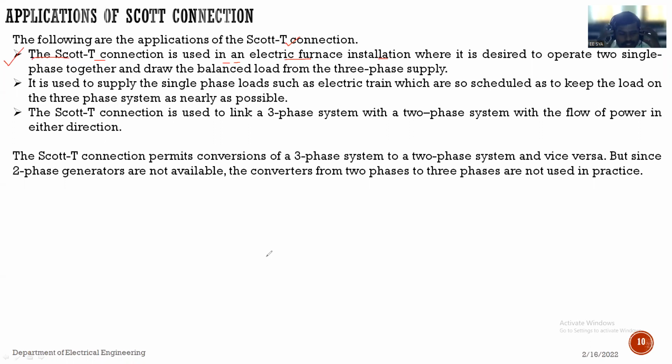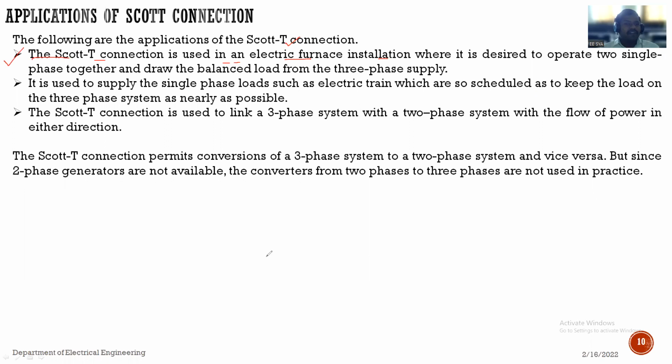Also one of the important points: if we are not using a Scott connection or T connection and we are using a three phase supply with a two phase load, there will be unbalancing, right? Unbalancing means a concept. So to avoid that unbalancing, we want balanced current to flow from the three phase supply, we require a Scott connection, and it is required for electric furnace installation.